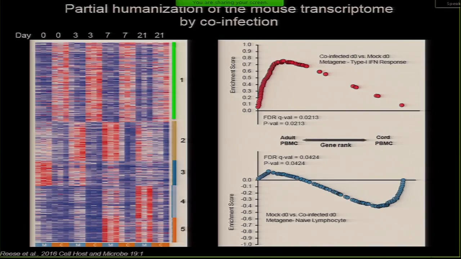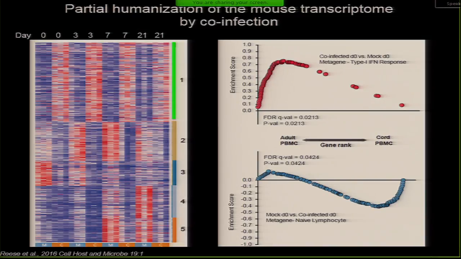So what we did is we took these signatures, some of the T cell signatures, and we asked, in a study which compared maternal peripheral blood gene signatures to cord blood, thus mimicking environmental exposure versus no environmental exposure, is there any overlap? And there is significant statistical overlap between the co-infected mice and the adult human signature compared to cord blood. And this one is an interferon signature. And there is an inverse signature, which is a naive lymphocyte signature, which is changed by co-infection and is different in mothers compared to their cord blood.